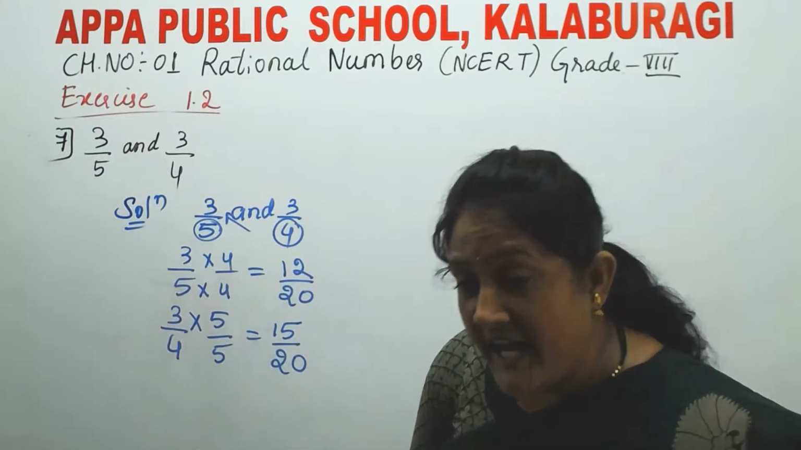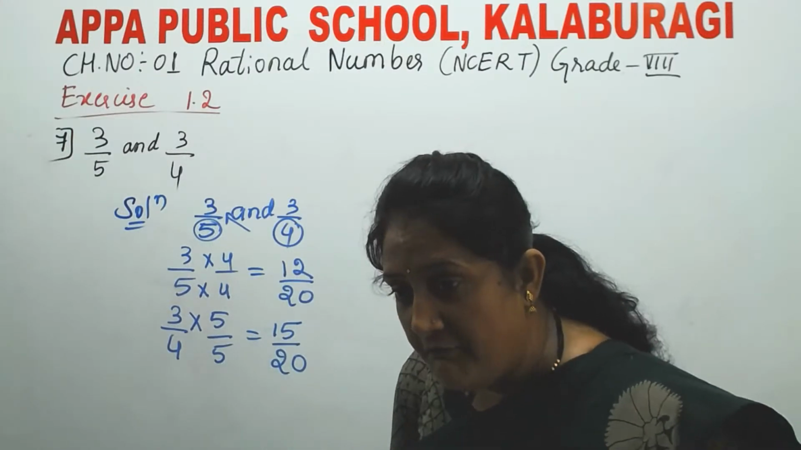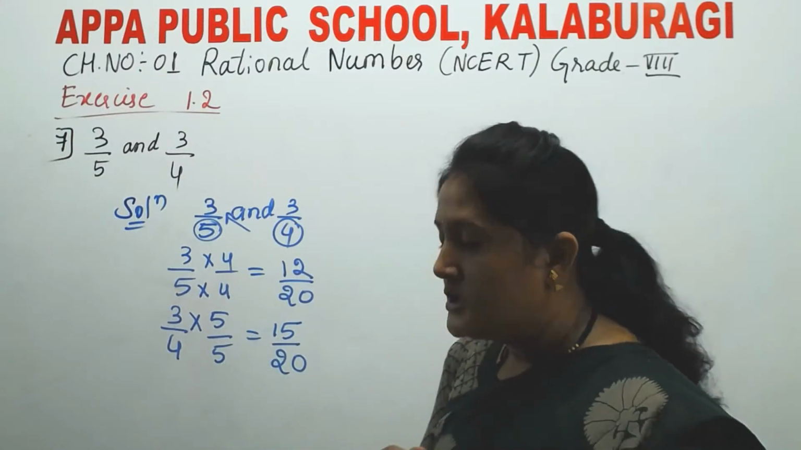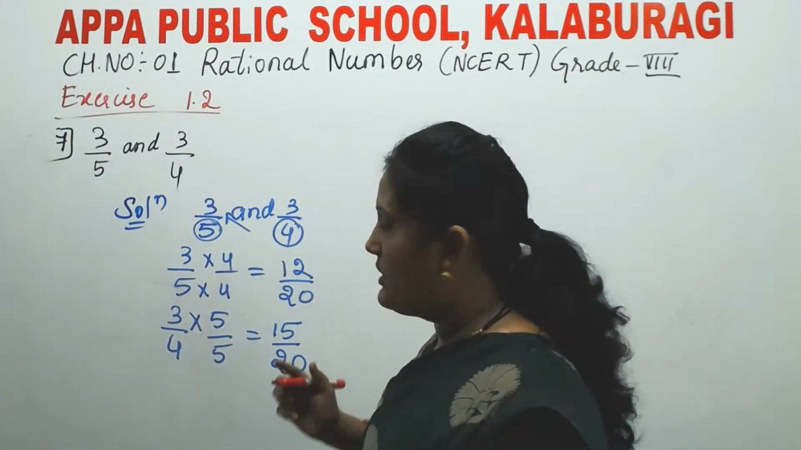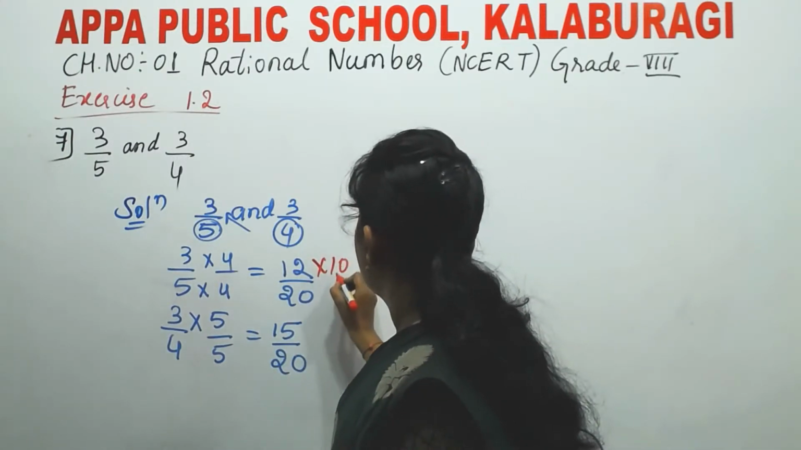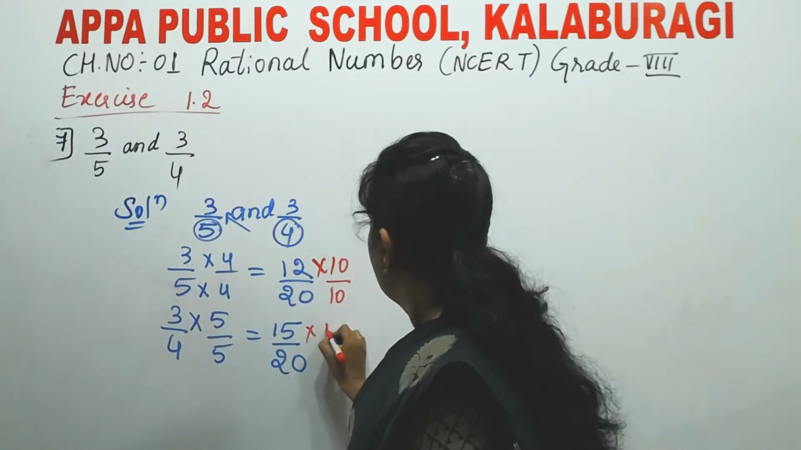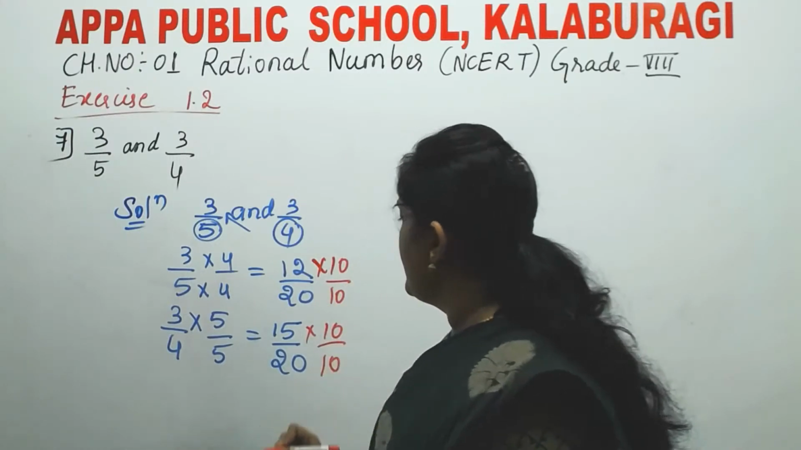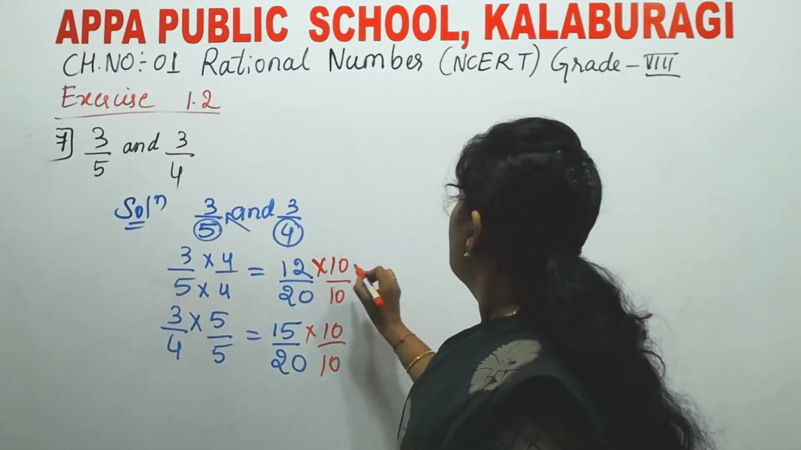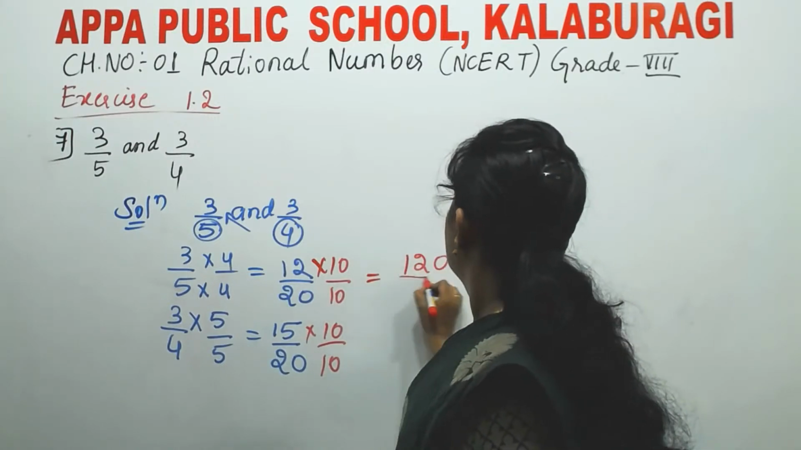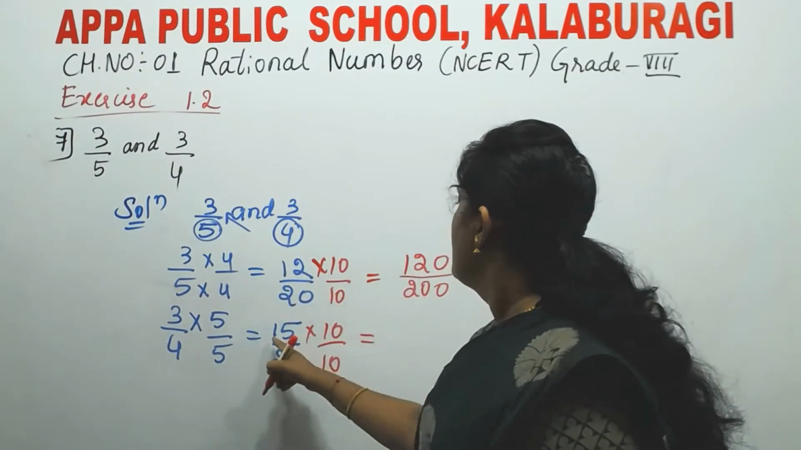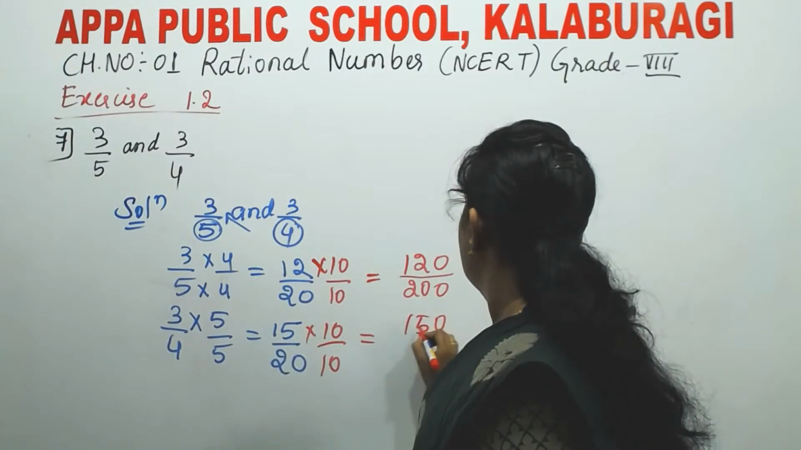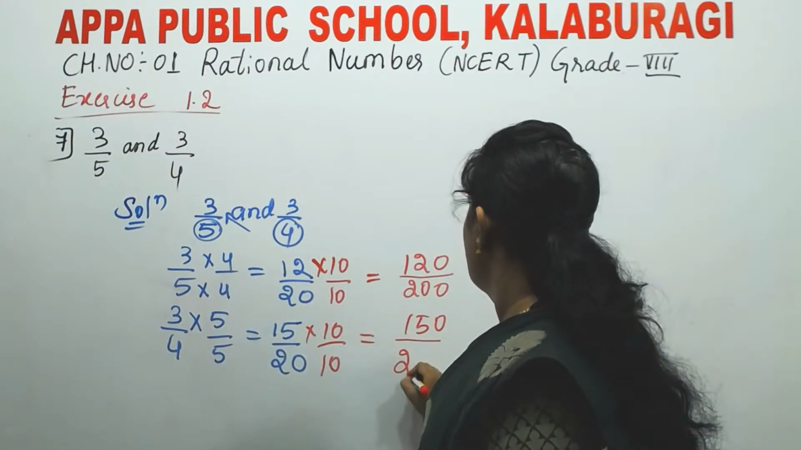Which will be the easiest? 10. Can I take 10? 5, 4. Very good. So shall I write 4 only? Yes. Multiply with the 10. 4 also no problem. 12 tens are 120. 15 tens are 150. 20 tens are 200.